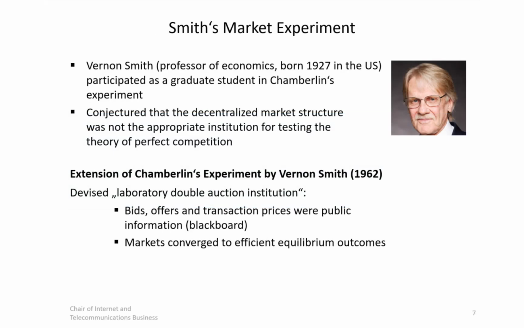Okay. Next came Vernon Smith's market experiment, which was touted as a breakthrough. Vernon Smith was a professor of economics, born in 1927 in the U.S., and he also participated as a graduate student in Chamberlain's experiment. He conjectured that the decentralized market structure was not the appropriate institution for testing the theory of perfect competition, because in this decentralized case, if you go bilaterally, you don't have all the information.